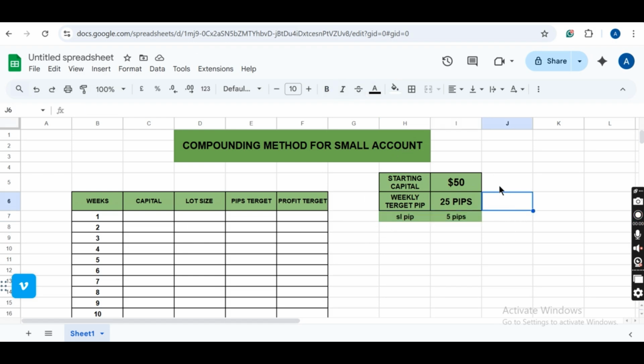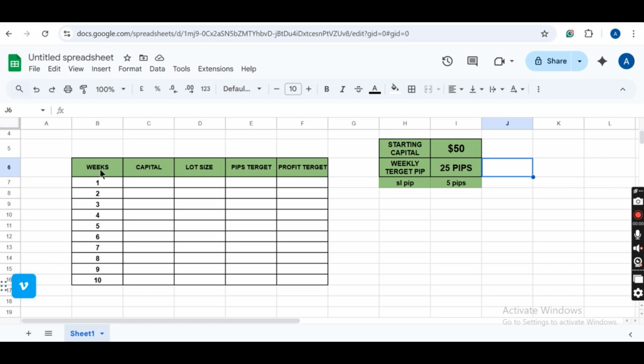So now let me show you how the compounding works so that you guys will be able to understand. If you look, you will see I drew this spreadsheet with weeks, capital, lot size, pip target and profit target. So on week 1, when we start the compounding, we have a capital of $50. This is our capital. The lot size we will start with is 0.02 lot size.